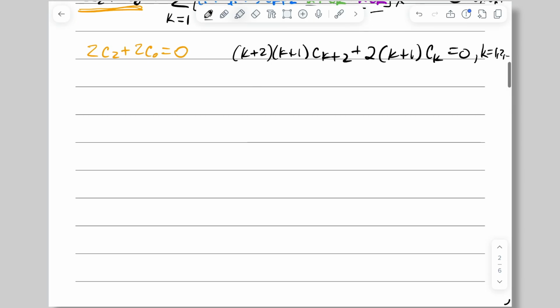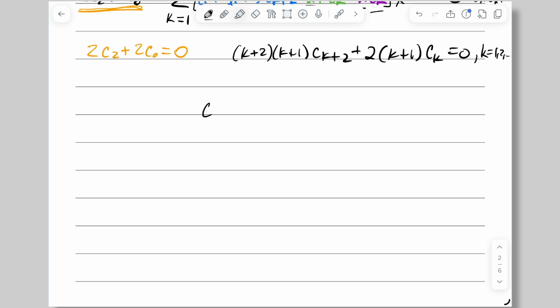This gives us our recurrence relation. And when we have an equation that looks like this with the c sub k's and then the k plus 1 and k plus 2, all that stuff, what I'm going to do every single time is solve for the constant that has the highest subscript.